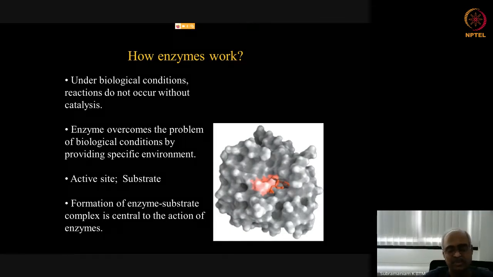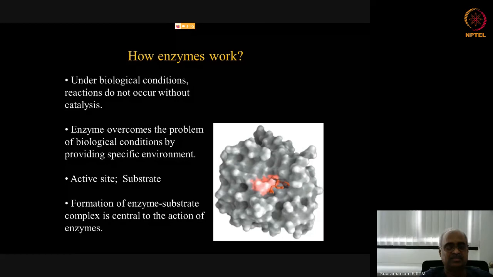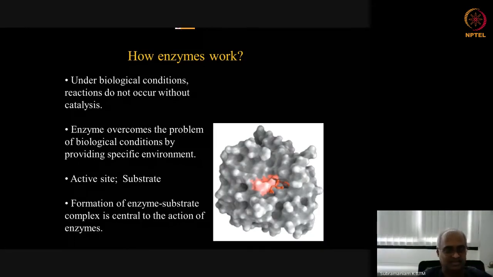Occasionally there may even be covalent bond formation. So this variety of interactions, multiple interactions that happen between the substrate and enzyme groups, is central to the action of enzymes. Okay, so that's a main point. This is really the crux of enzyme-substrate binding and conversion of substrate to product. This is central to enzyme-based catalysis.